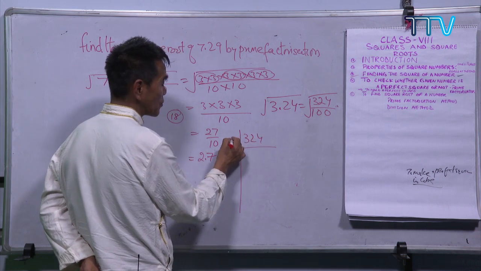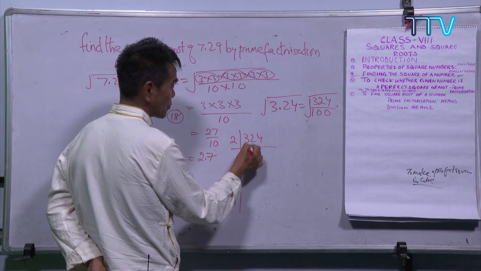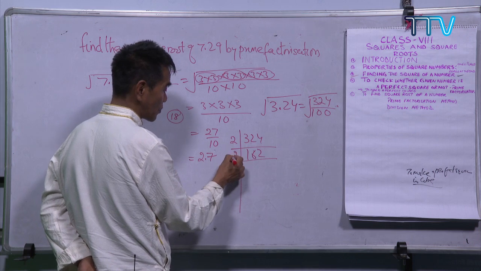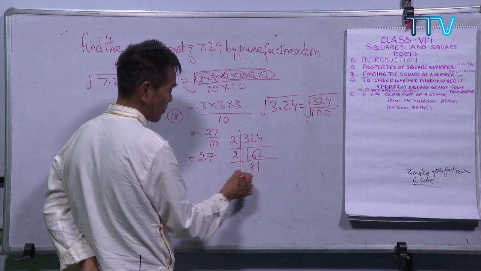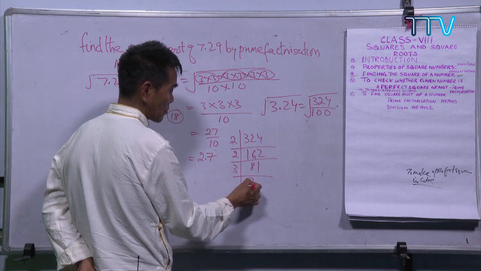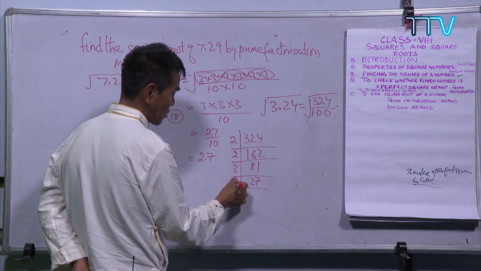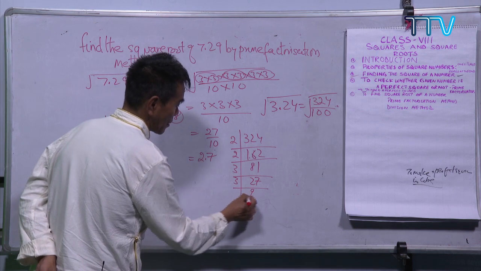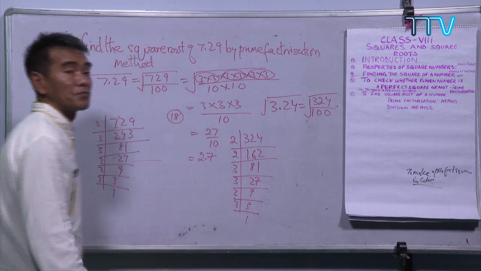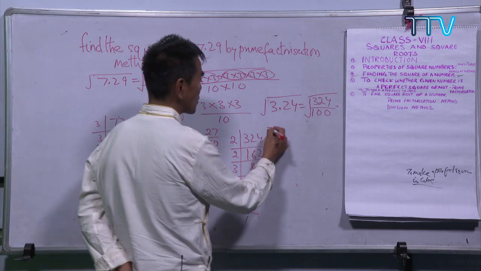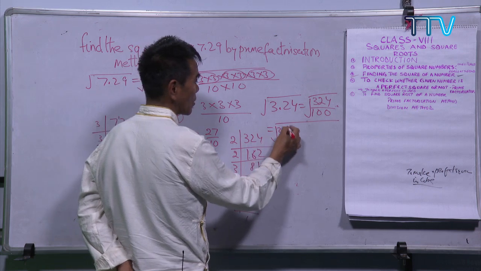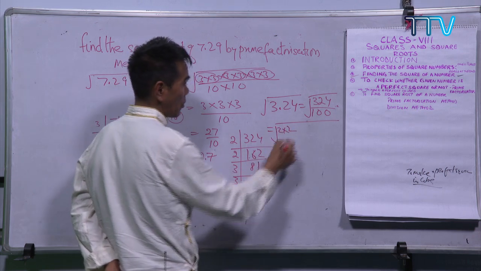The last digit is even, so you divide by 2. 2 ones are 2, 2 sixes are 12, 2 twos are 4. Then 2 times 81 is 162, 2 times 8 is 16, 1. The digit sum is 9, so divide by 3: 3 times 27, then 3, 3 and 3. So this can be written as the square root of the prime factors: 2 twice, 3 how many times, 1, 2, 3, 4.